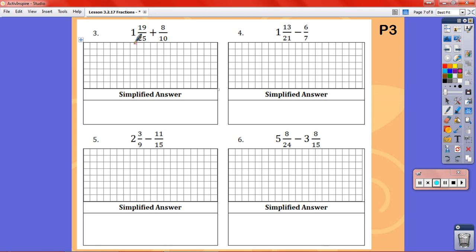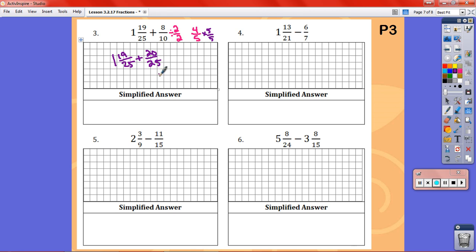Next I have 1 and 19/25 plus 8/10. Can I simplify 19 and 25? No, but 8/10 can be divided by 2. They're both even. So that's going to be 4/5. And I need to work with 25ths, so I'm going to go ahead and multiply by 5. So what I get is here I have 1 and 19/25, and here I have 4 times 5 is 20, and 5 times 5 is 25.